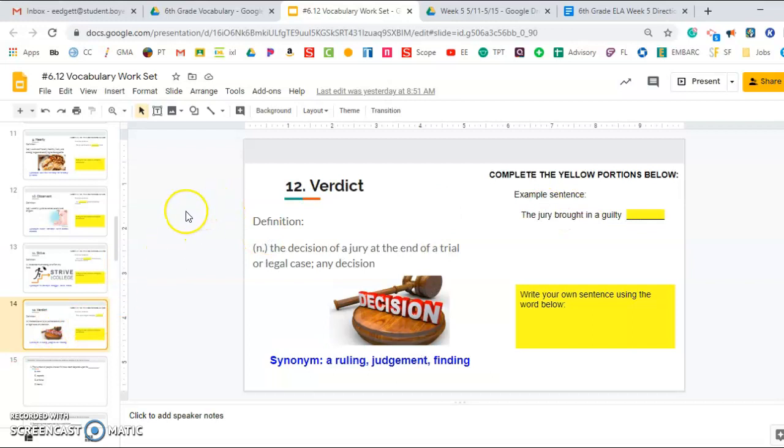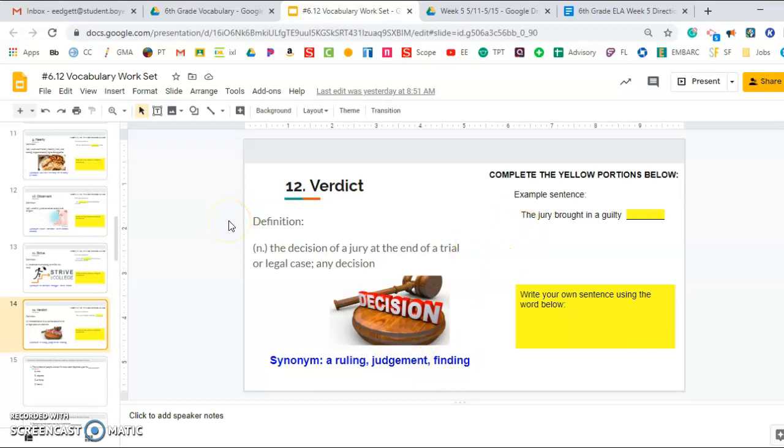All right, last one, 12, is verdict. Verdict is a noun. A verdict is the decision of a jury at the end of a trial or legal case. So if there's ever a court case and there's a judge and someone who did something wrong, at the end of the trial, there will be a verdict. They'll make a decision. So when we think verdict, think a decision, a ruling, a judgment, a finding. The jury brought in a guilty verdict.